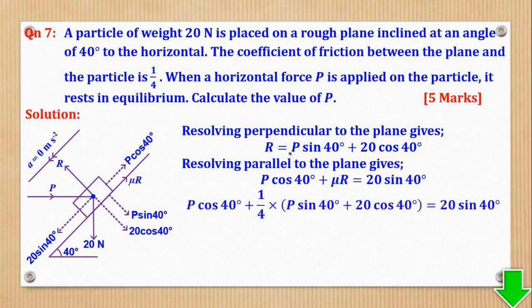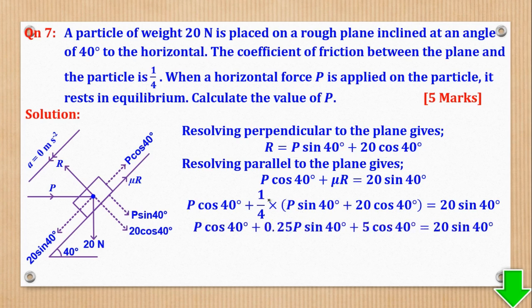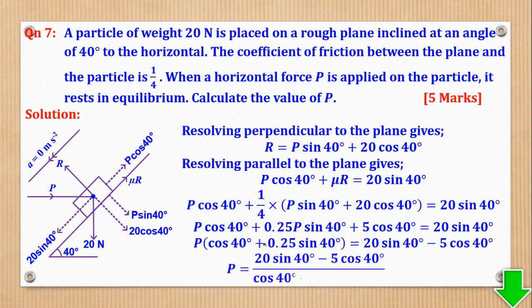Therefore, when I substitute for R, where there is R, I'll put there this expression, and where there is mu, I'll put there this a quarter. Now when I look at this line, I have only one unknown, which is P. So from here, my work is to look for a way of making P the subject. When I open brackets, I'll come up with this line. And next will be to collect like terms. And next will be to make P the subject. And that will be the answer they wanted.